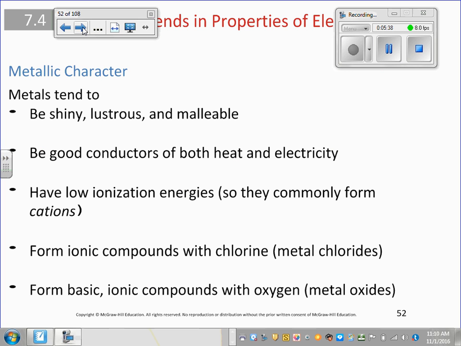Let's talk about metals. This may come as a surprise to you. Metals happen to be shiny, lustrous, and malleable. Everybody knows what malleable means? It means you can pound it like crazy. You can take gold and pound it so thin, it's only a few molecules thick. We call that gold leaf.